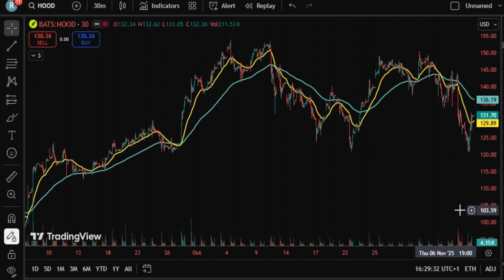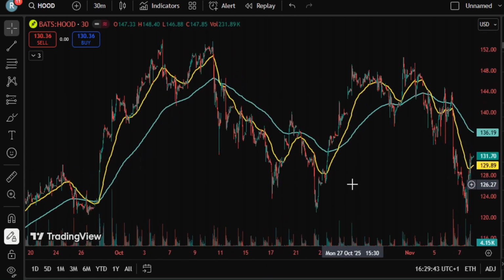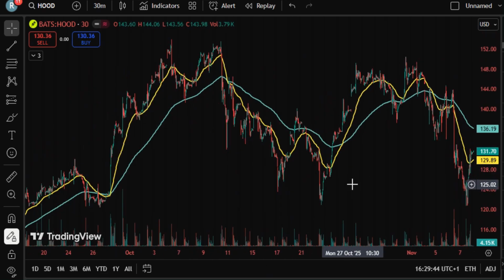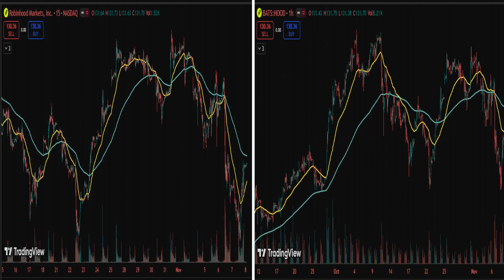But remember that moving averages are lagging indicators, so they only confirm the trend, not predict it. So smart traders usually pair them with price action and volume. And let me give you a quick pro tip. Check the trend on multiple time frames. For example, use the 1 hour and daily time frames together. If both align, you've got a confirmed trend. And that's how you avoid false breakouts.